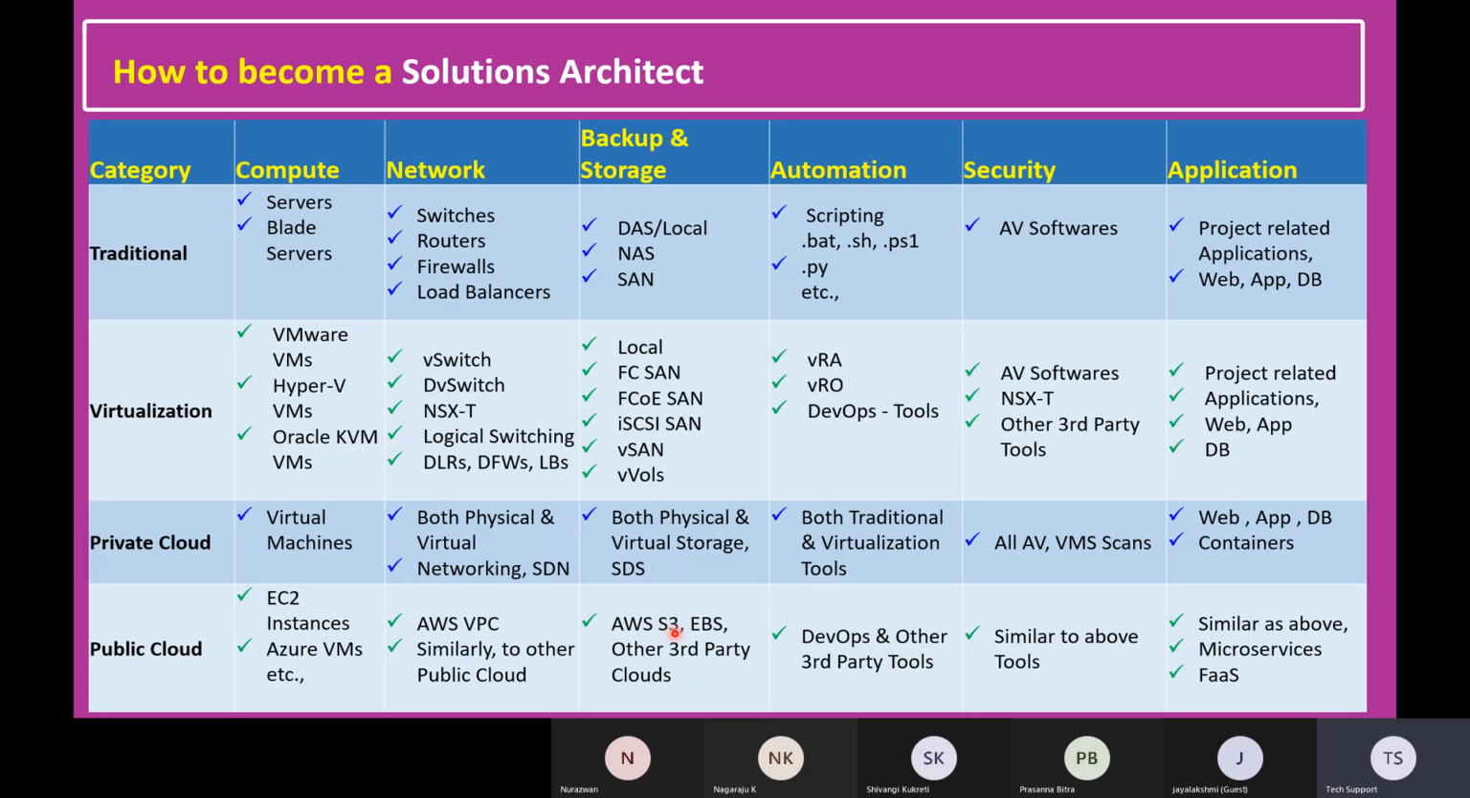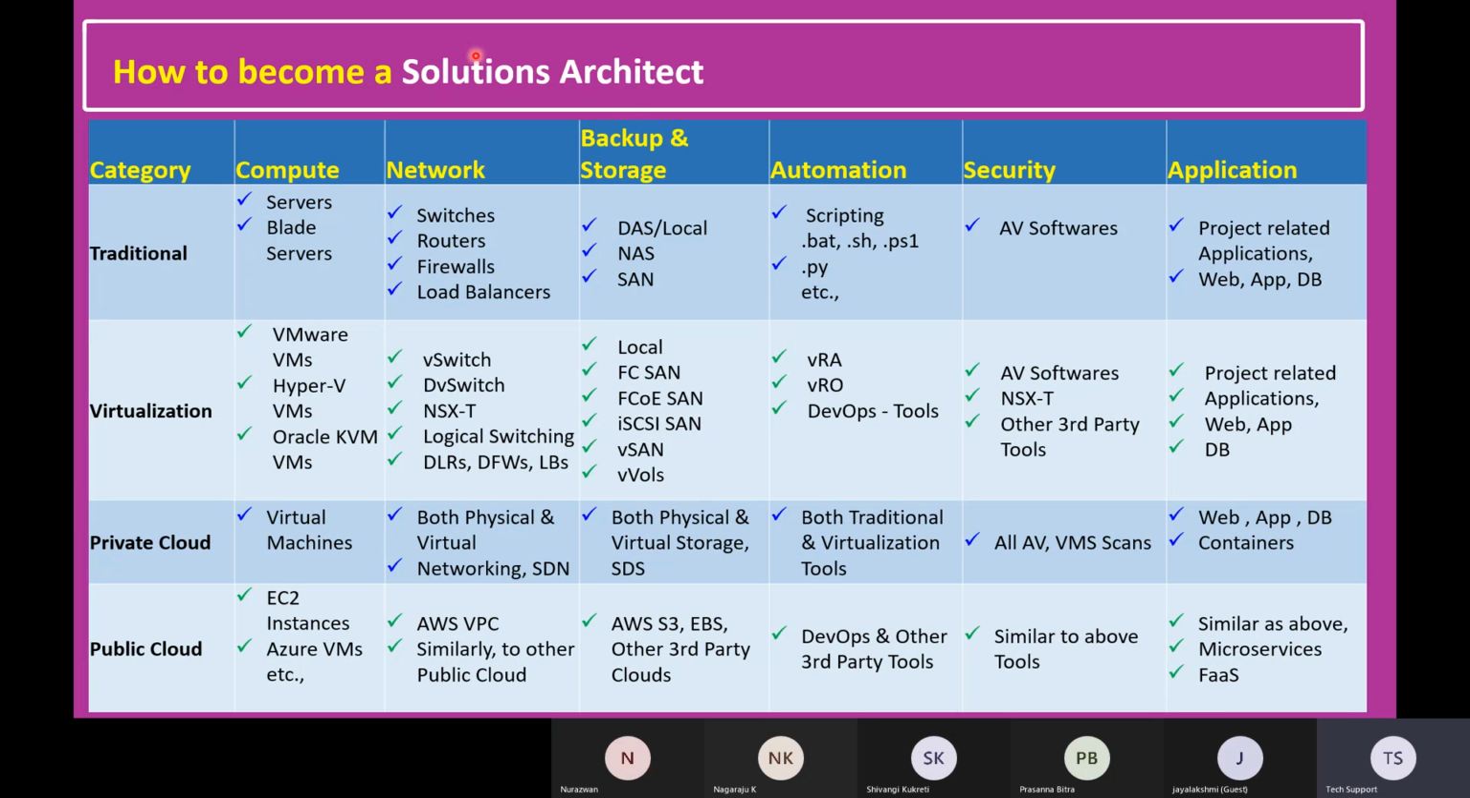This is used for backup and storage purposes. And EBS, Elastic Block Store, is used for virtual machine storage, that is, EC2 instance storage. Similarly for other third party clouds. For automation, most of the time in public cloud we can use DevOps, or some companies may prefer to choose vRA integrated with public cloud. Security is always the same, we can use some security software. Applications are also the same as above, but the only advance in public cloud is that we also started using microservices and function as a service.